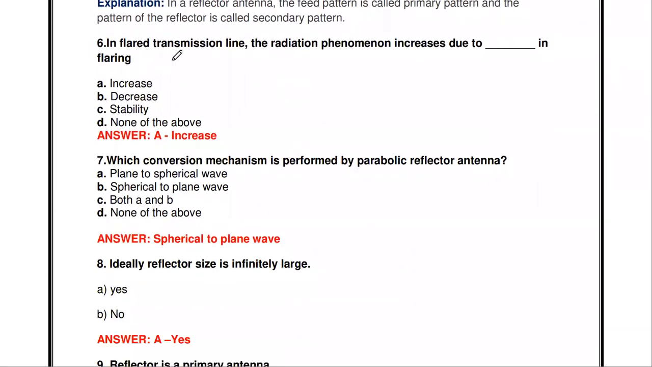Then the next one: in a flared transmission line, the radiation phenomenon increases due to dash in flaring. In a flared transmission line, like a horn antenna, the radiation phenomenon increases due to the increase in the flaring. If you increase the flaring, the radiation phenomenon also increases.